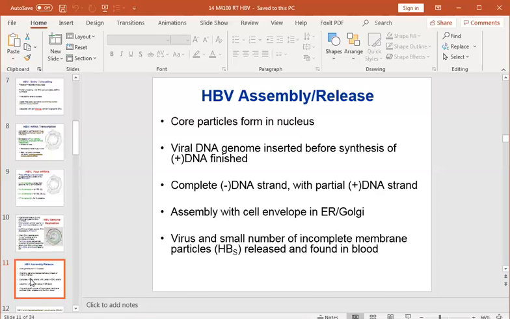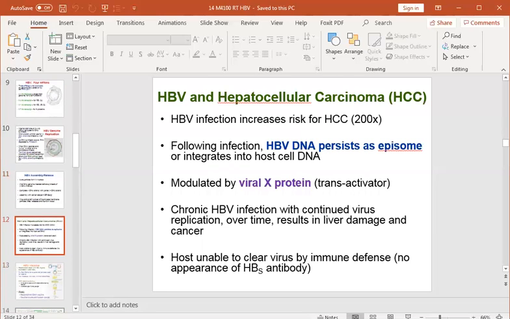And we have the complete virion, and a small number of incomplete membrane particles. Remember the Australian antigen that we talked about before? This is only HBs, the surface antigen alone, in the blood. So both virions and the incomplete forms of the viral particles will be released, and they are found in the bloodstream.